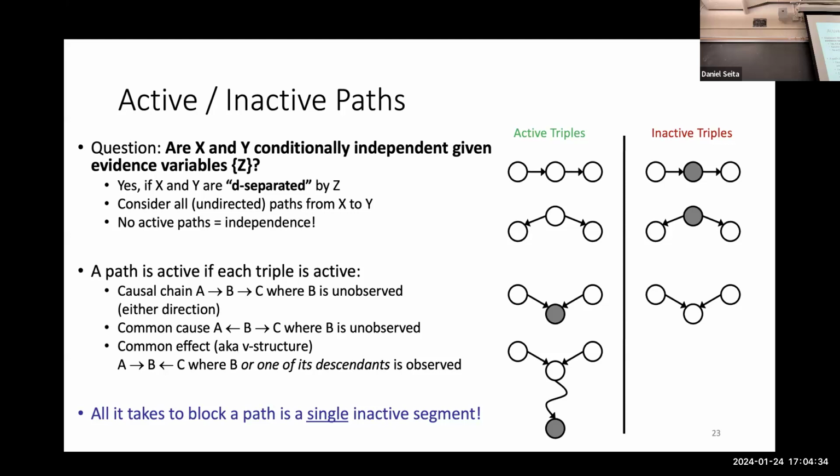Another way to think about it is, you have to consider all undirected paths from here to here. And if there is no active path, then there's no dependence. But in this case, there's an active path from here to here, so there exists an active path. So we cannot claim that these are independent. But it takes some time to think about.